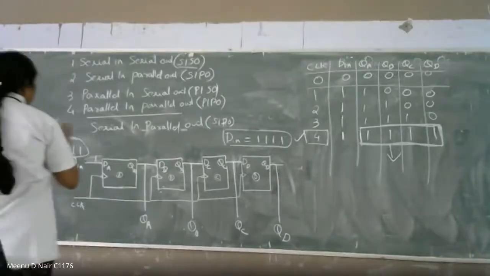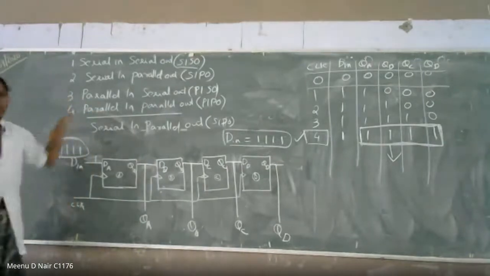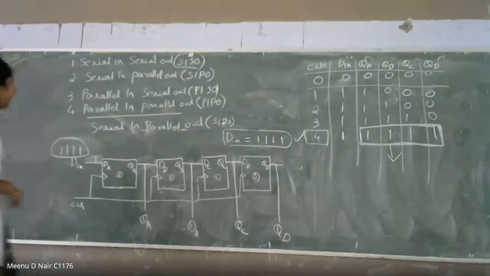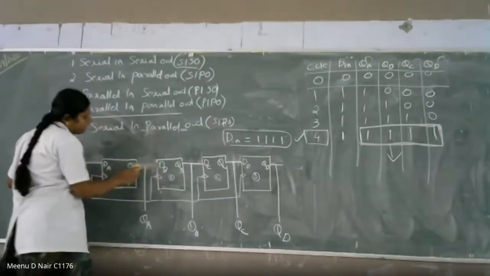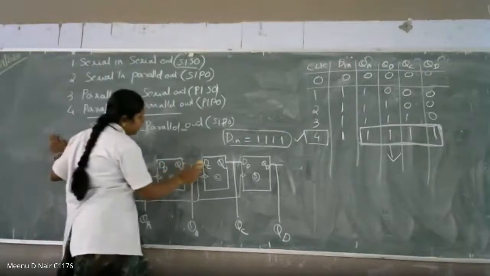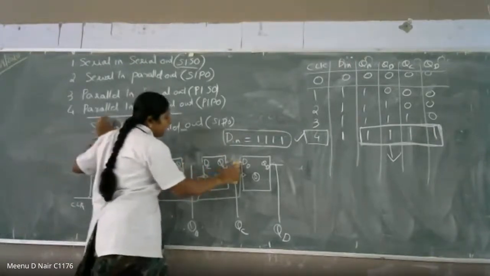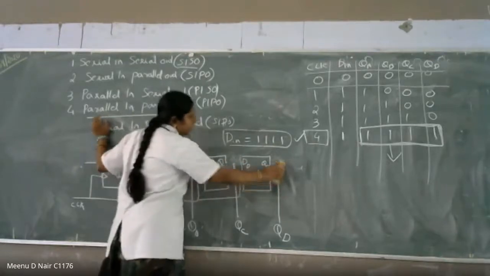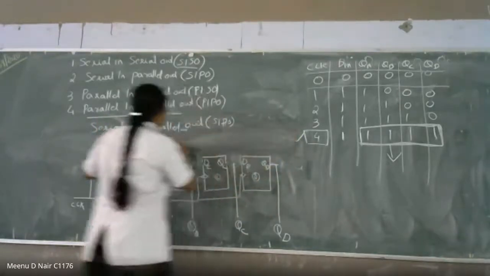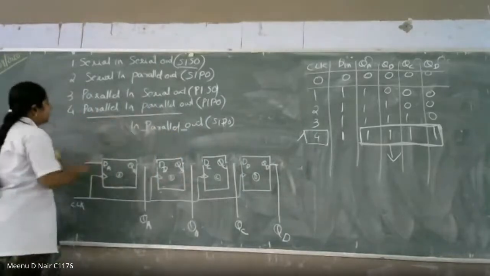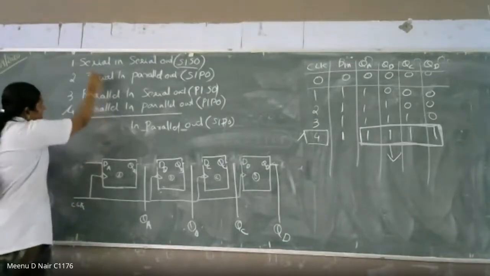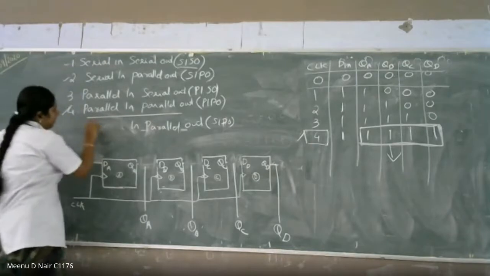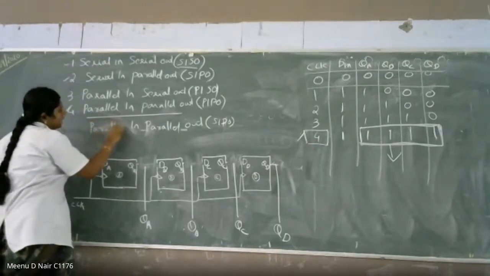Next, we'll see parallel in, parallel out first, then we'll move to parallel in, serial out. In parallel in, parallel out, there are 4 inputs and 4 outputs, because at the same time you are giving all the inputs to the flip-flops. We are seeing this one first, and after that we will see the other diagram, so all these things you can compare easily.